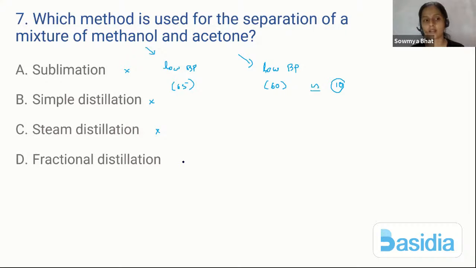So in this particular case, you take the mixture of methanol and acetone, and there is a fractional column attached to the round bottom flask. When you boil them, the one with the lower boiling point boils first and gets collected in the column, and then it cools down, and the other one with a slightly higher boiling point evaporates. So this is fractional distillation. When the boiling point difference is small, you should go for fractional distillation. So the correct answer would be option D.